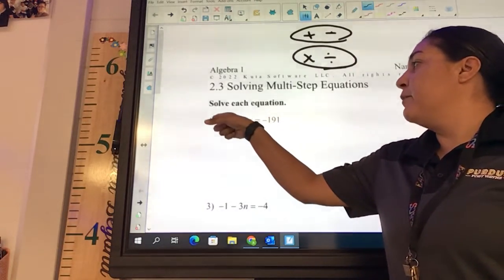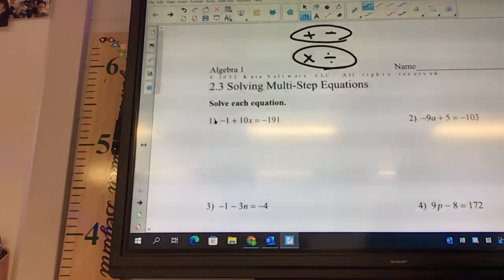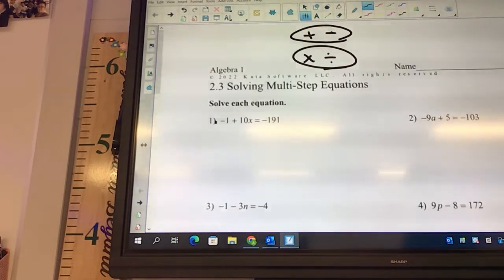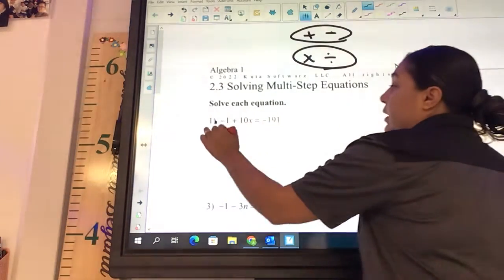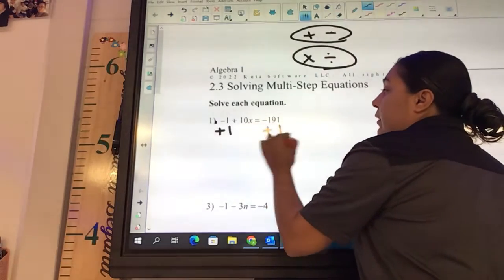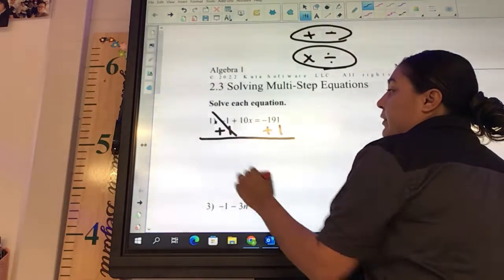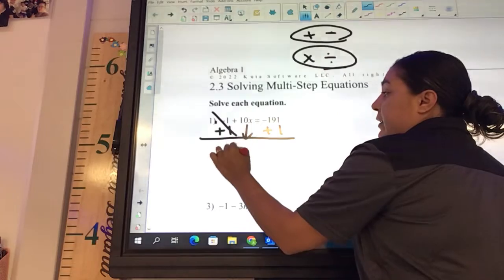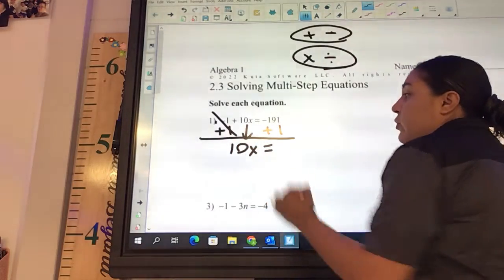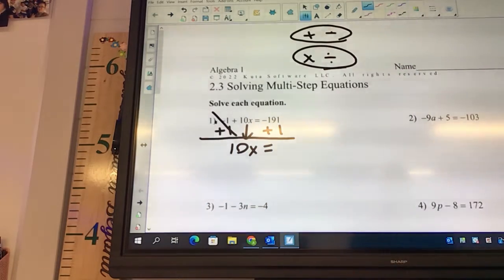Okay, so this needs moved first because there's no letter. How do I move a minus 1? Add 1. So we say plus 1, plus 1. Okay, so down here I can still have this 10x equals, what is negative 191 plus 1? Negative 190.